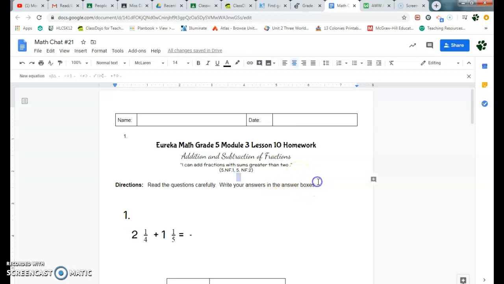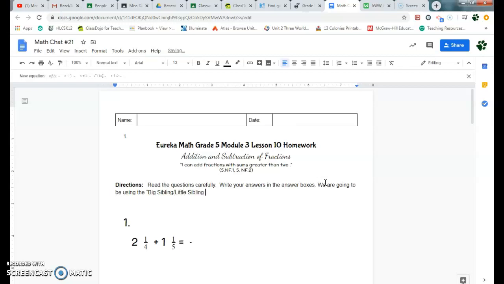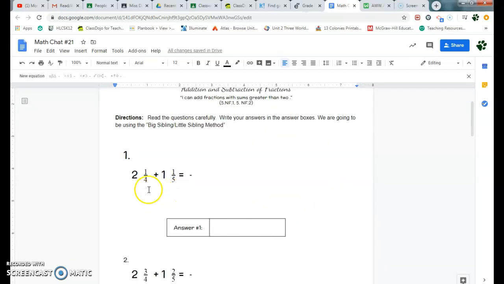And we're going to be using the big sibling, little sibling method for adding mixed numbers. I am going to just start with number 1 for you guys because the rest of them just all follow suit with this same style and format. So we're going to be adding 2 1/4 plus 1 1/5.